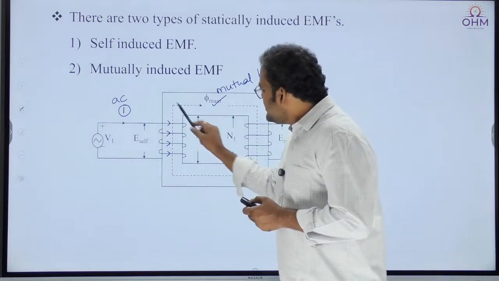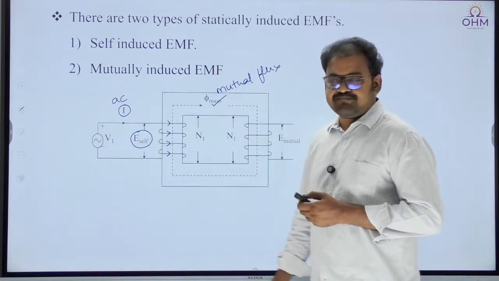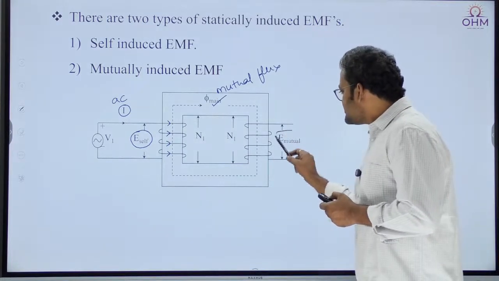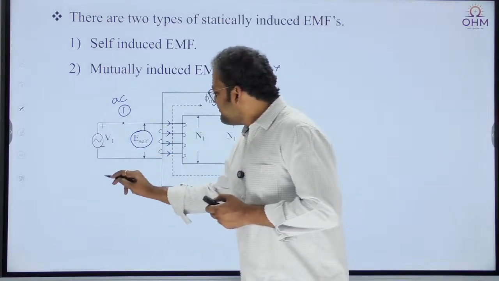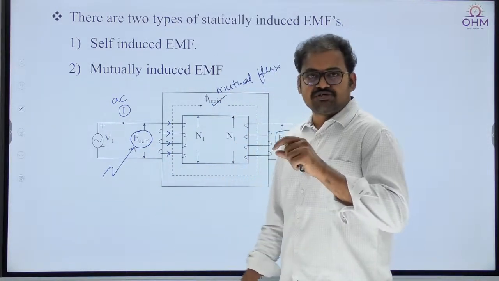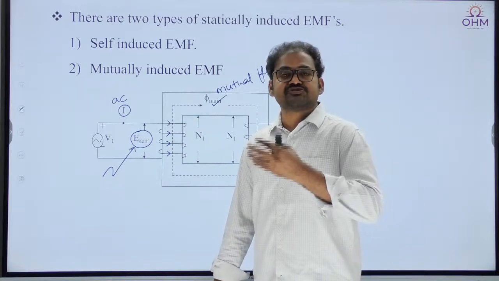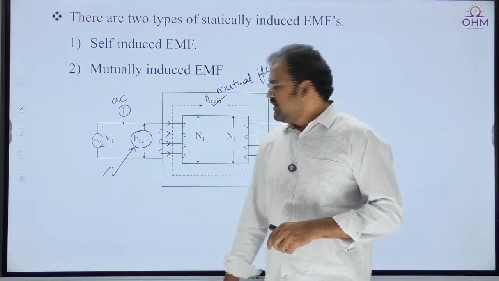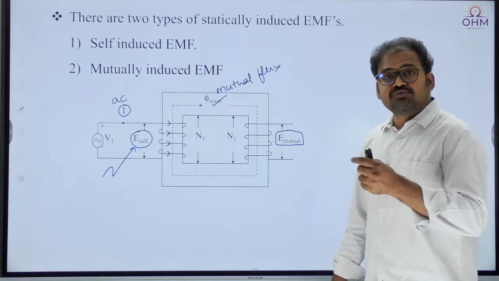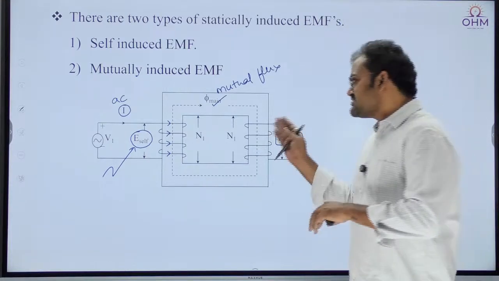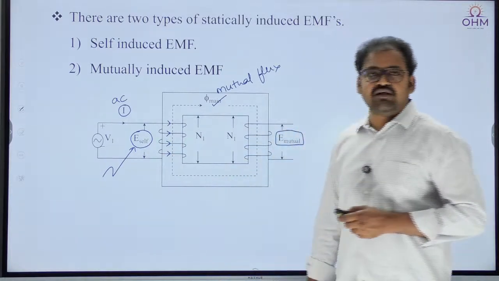Whatever EMF is induced across the primary winding, we call a self-induced EMF. The EMF that is induced across the secondary, we call mutual induced EMF. Self-induced EMF is the EMF induced across a coil due to the time varying flux created by its own coil current. Mutual EMF is the EMF induced across a coil due to a time varying flux produced by some other coil current, which is mutually coupled.